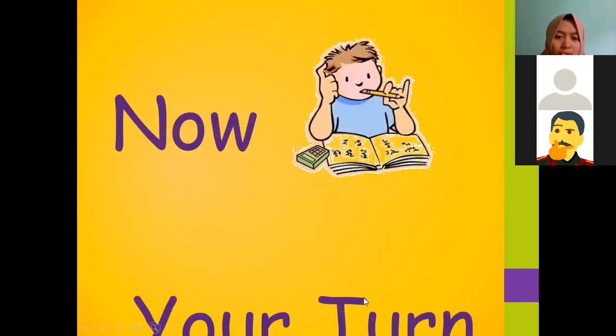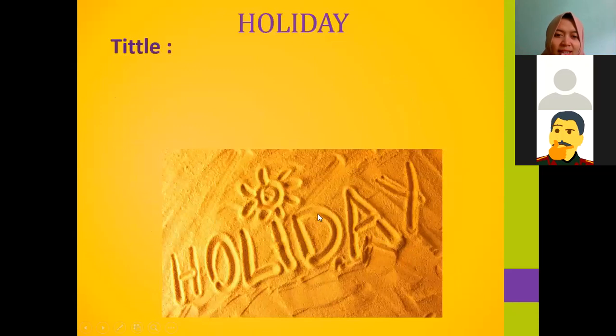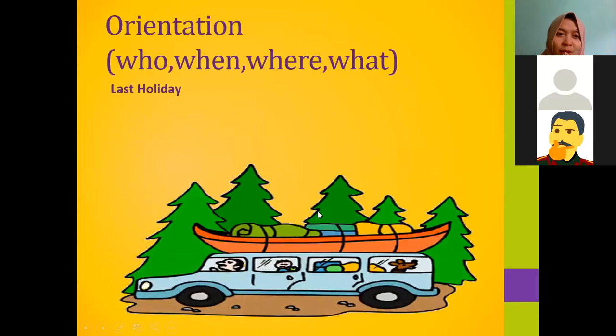Now, your turn. The title is holiday. Who, when, where, what? Satria, create a recount text based on the title holiday. Last holiday, create the orientation: who, when, where, and what. Do I really have to? Yeah, you have to.